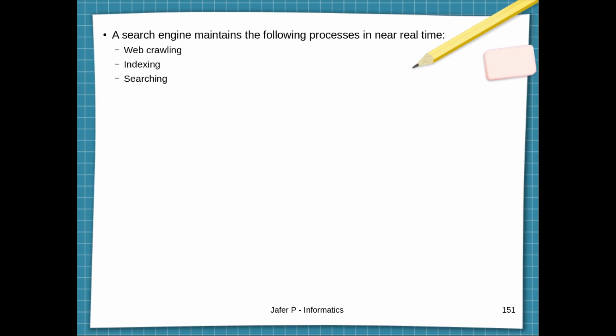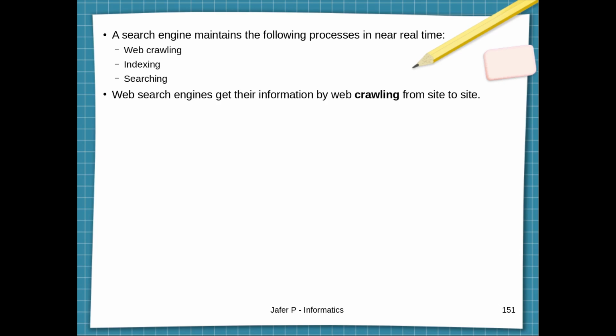A search engine maintains the following process in real time. So what is the process which is going to happen when you search for a particular keyword? For example, in a previous example we have seen that when you type informatics ebooks and click the enter key or the search button, what happens after that? That's what we are going to see. There are three processes which happen in a search engine. First one is web crawling, second is indexing, and third is searching. These three processes happen one by one.